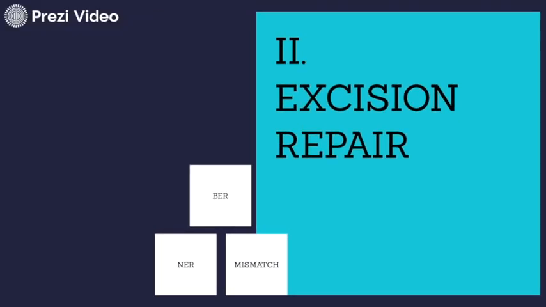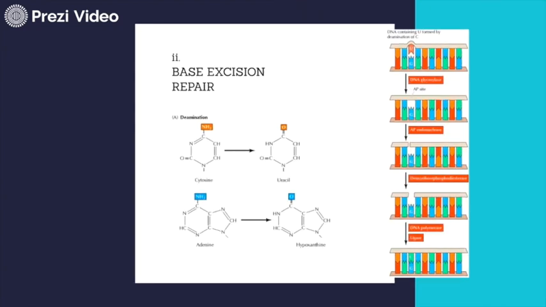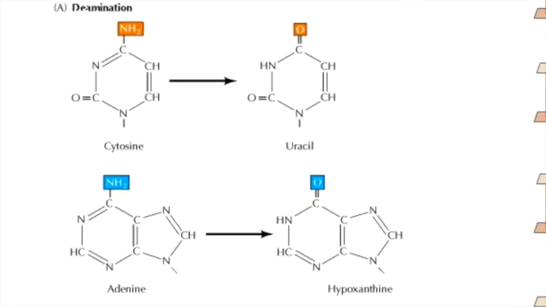The next type of excision repair is the base excision repair. Base excision repair is normally employed in those cases where there is some kind of chemical alteration in the base, that is the nitrogenous base of the DNA. The primary type of chemical modification that might occur is a deamination. This deamination may take place on exposure to certain chemical agents, which may lead to the conversion of a cytosine either to a uracil or an adenine to a hypoxanthine.